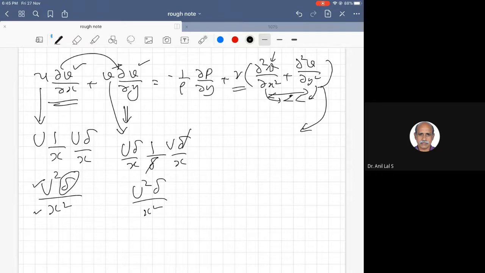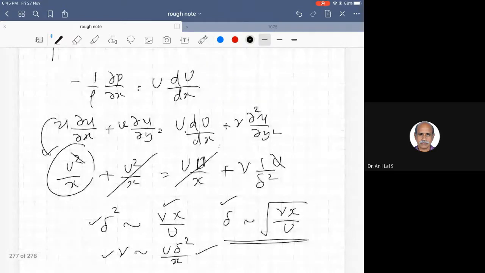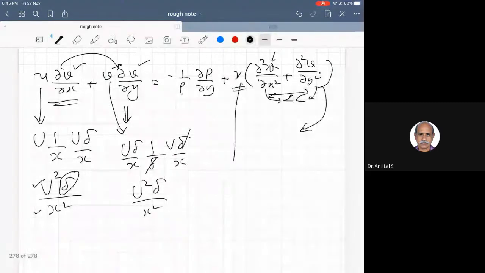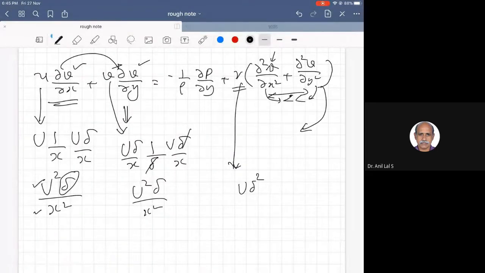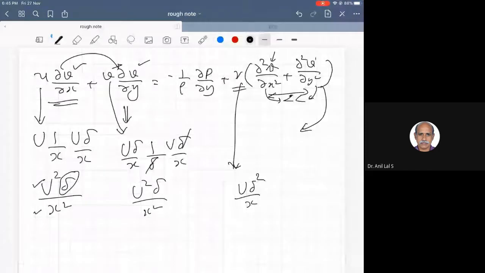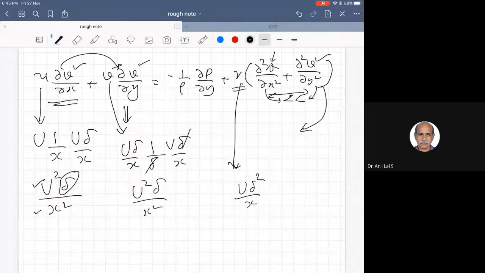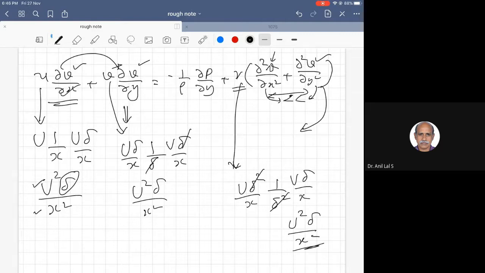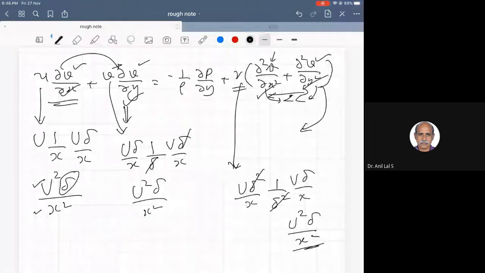We know that nu scales as U delta squared by x. And dou squared v by dou y squared: dou squared by dou y squared is 1 by delta squared, v is U delta by x. So this delta squared cancels, and this is also U squared delta by x squared. So all these terms are minor; this term is much smaller than that.